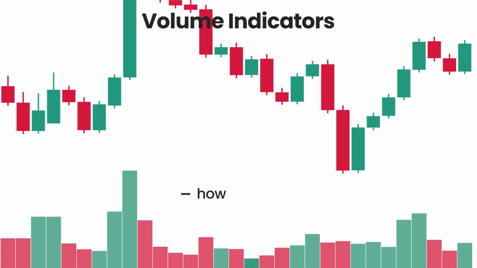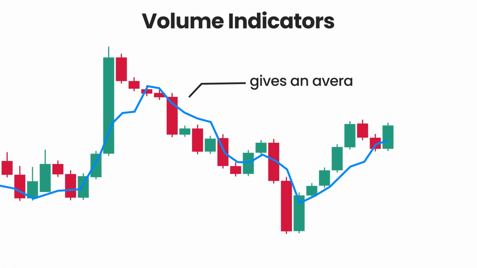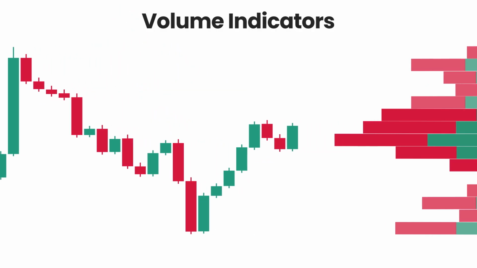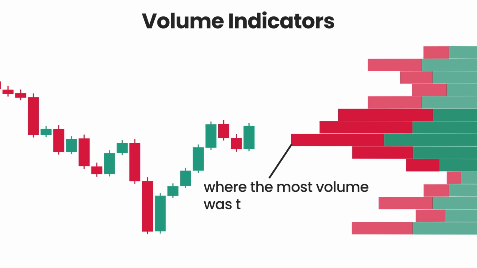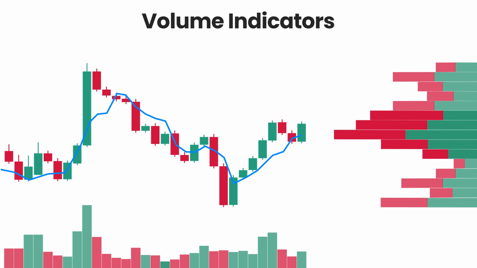Volume bars show how much was traded during each candle. VWAP gives an average price based on both price and volume. Volume profile shows where the most volume was traded at specific price levels. These tools are often used to confirm the strength behind market movement.